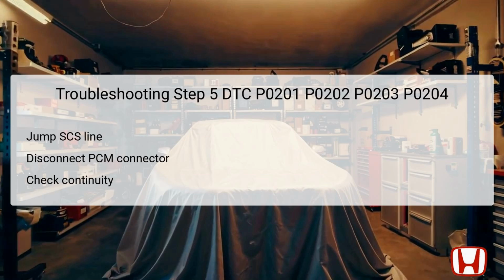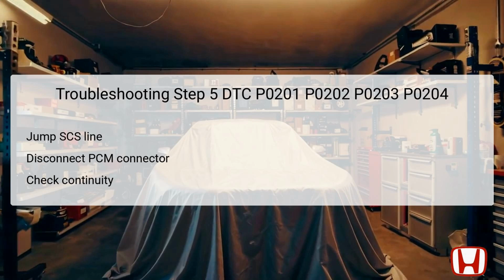In step 5, you'll focus on checking for potential shorted wires. You need to begin by jumping the SCS line using the HDS, which helps to isolate issues more effectively. After jumping the SCS, disconnect the PCM connector, specifically PCM connector C, 51P. With the injector 2P connector disconnected as well, you can now measure continuity between test points 1 and 2.